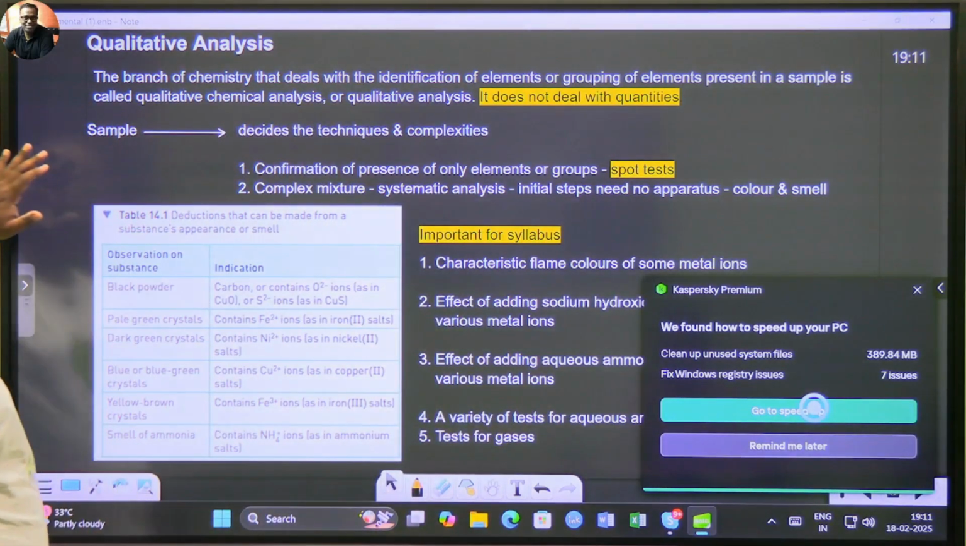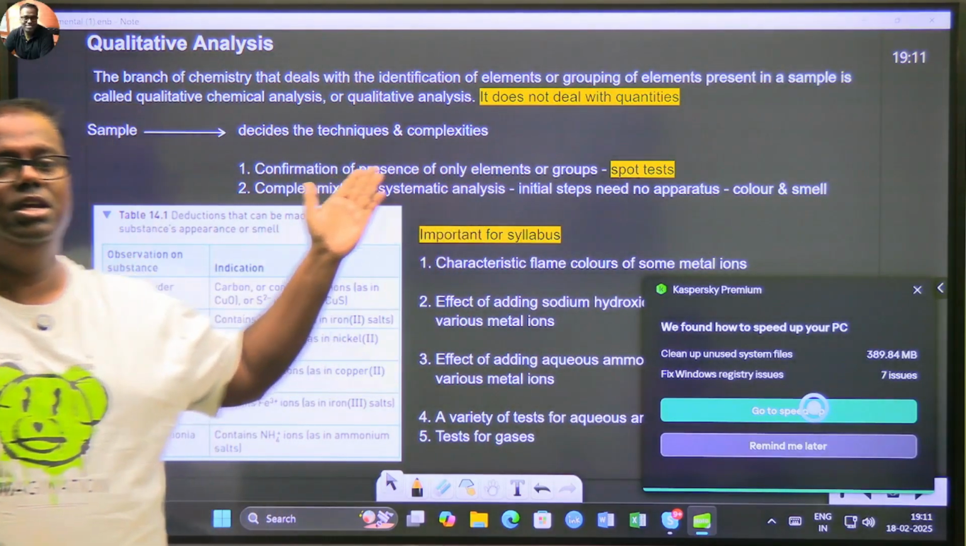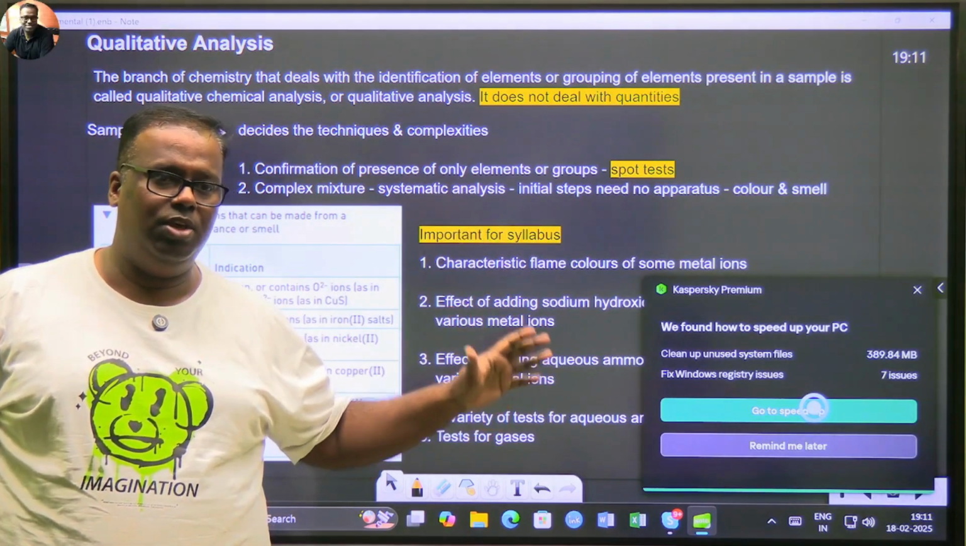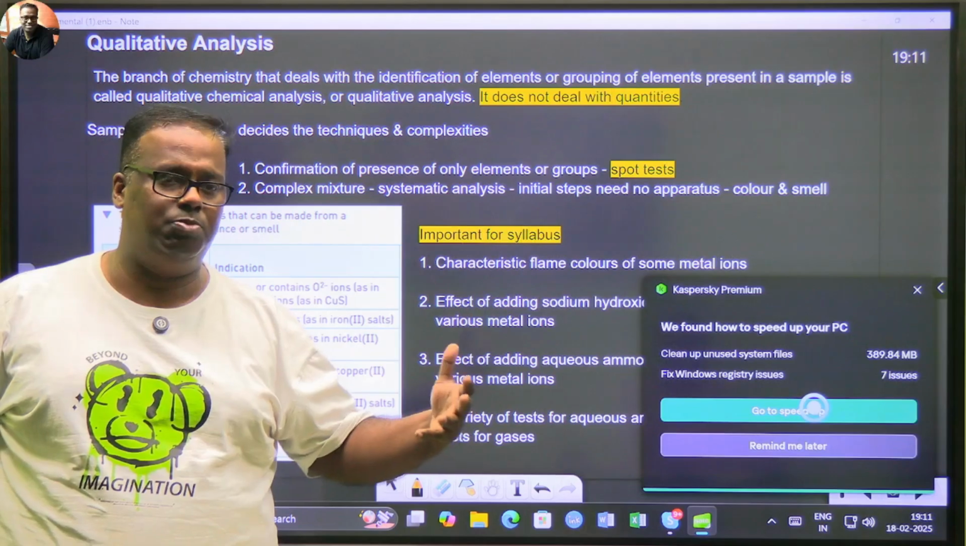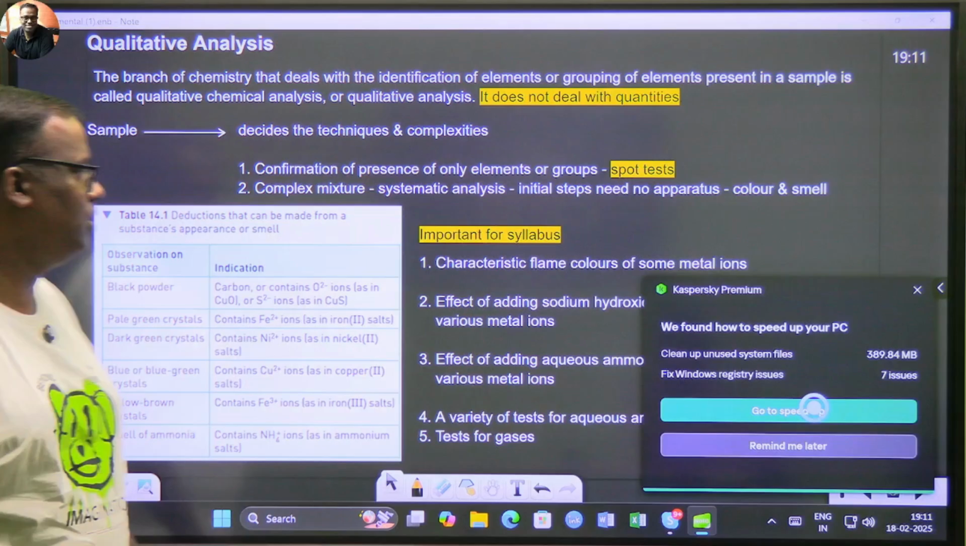So we get a sample, and the sample will decide the techniques and the complexities. Why do we say complex? Because certain techniques are very easy. And out here, as a start to experimental techniques, you will be going through the easy phase of it only. So you need not bang your head too much.